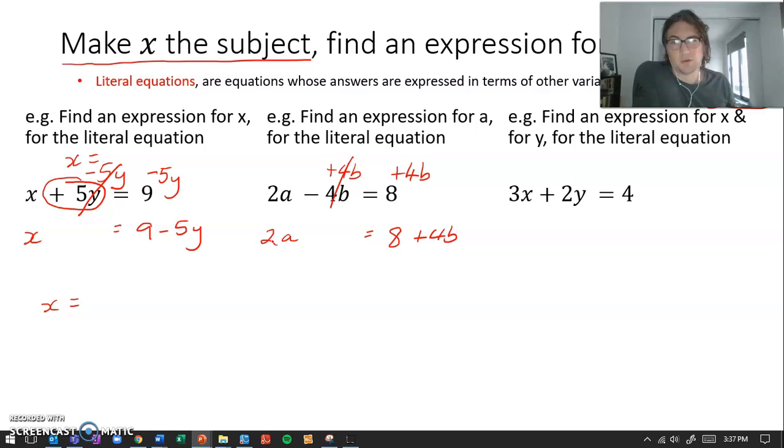How do I get rid of the 2? Well, that's times 2, so I've got to divide by 2. What I'm going to do is divide every term on this side by 2. So 2a divided by 2 gives me 1a, because 2 divided by 2 is 1. On this side, I've got 8 divided by 2 is 4, and 4b divided by 2 is 2b. So a is equal to 4 plus 2b. I'll rewrite that down at the bottom, nice and compact.